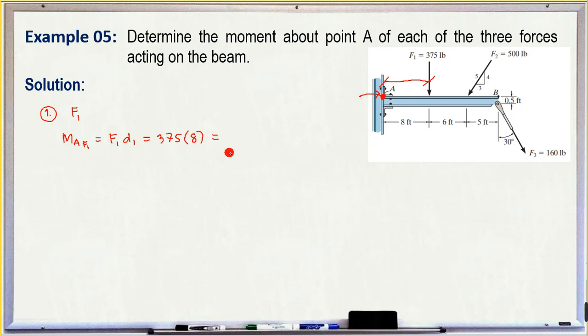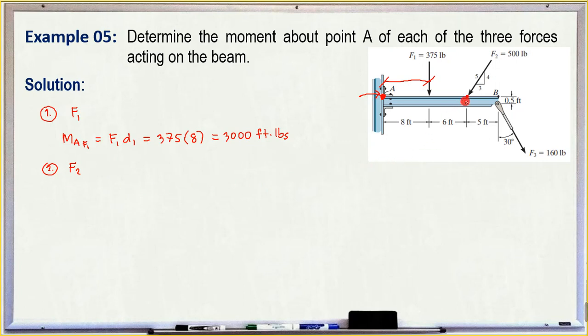The result is 3,000 pound-feet. That is the moment of F1. Now let's have the moment of F2. F2 is a bit confusing, but we will analyze it. The point of application of this force is very crucial, especially because of the thicknesses of the elements in the figure. F2 acts on the surface of the horizontal beam.